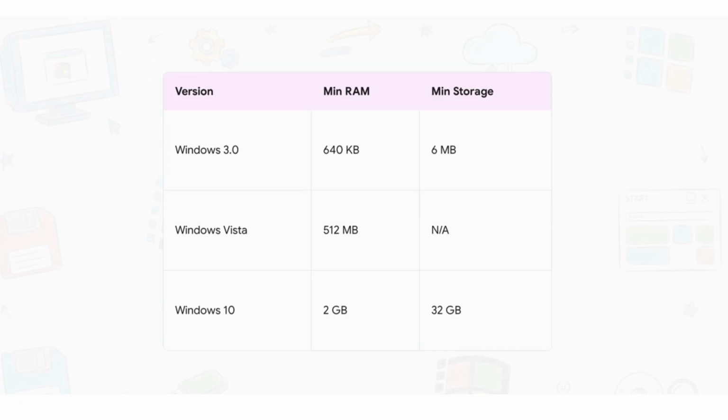We went from needing a tiny 640 kilobytes of RAM for Windows 3.0 up to half a gigabyte for Windows Vista and all the way to 2 gigabytes for Windows 10. Minimum storage jumped from a meager 6 megabytes up to 32 gigabytes. These massive leaps in hardware requirements were absolutely necessary to fuel the heavy, modern graphical interfaces and the complex security layers Microsoft was rolling out.